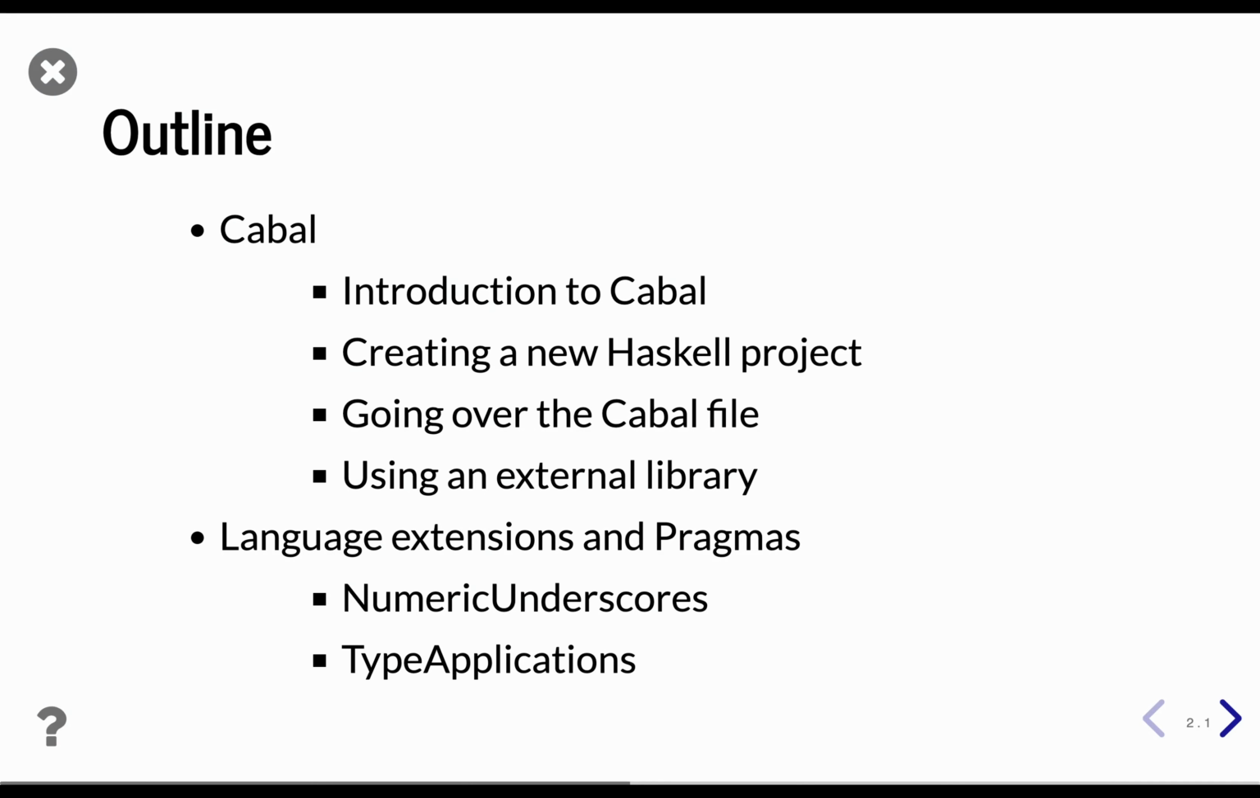Then we're going to create a new Haskell project using the Cabal architecture. Then we're going to go over the folder structure and the Cabal file that has all the configuration necessary for building your software. And at the end, we're going to use Cabal to install and integrate an external library with our own code.